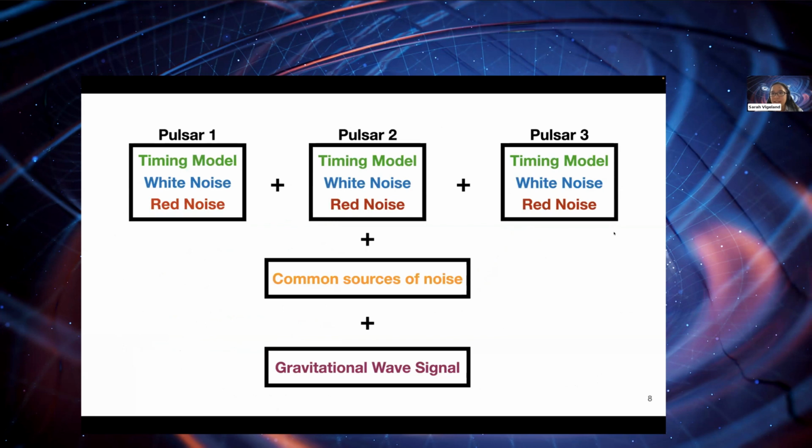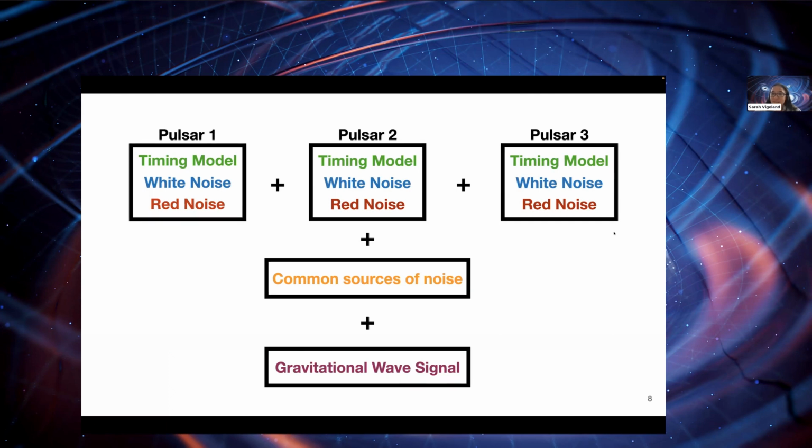All right. So the way that I like to think about a pulsar timing array signal model is that you have all of your pulsars, hopefully more than 3. Each one is going to have its own timing model, its own white noise, and its own red noise. So these are unique to each individual pulsar. And then you have the common signals, which affect all of the pulsars. So there are common sources of noise. For example, if there's some kind of drift in the time standard, that would, of course, affect our ability to time all pulsars.